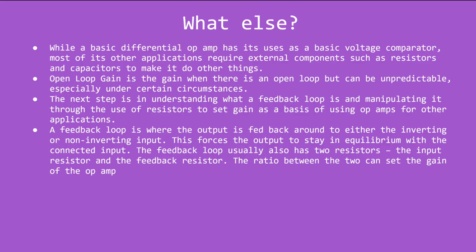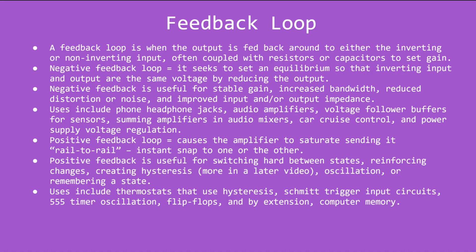Now, a feedback loop is just when the output is fed back around to either input. It forces the output to stay in equilibrium with that connected input. You can also use a pair of resistors, often called the input and feedback resistors, to set that gain. Now, what is a closed loop circuit as opposed to an open loop one? And what is a feedback loop? Well, it's when the output is fed back around to either the inverting or non-inverting input, often coupled with either resistors or capacitors to set the gain.